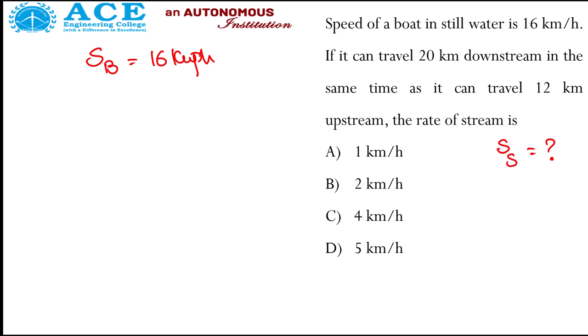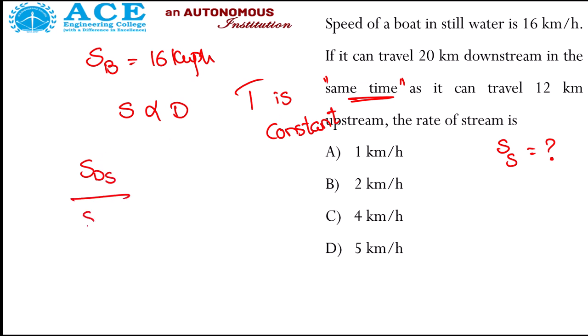When time is constant, speed and distance are directly proportional. Here time is constant because they mention the same time. So the speed of downstream divided by the speed of upstream equals the distance traveled downstream, which is 20, divided by the distance traveled upstream, which is 12.